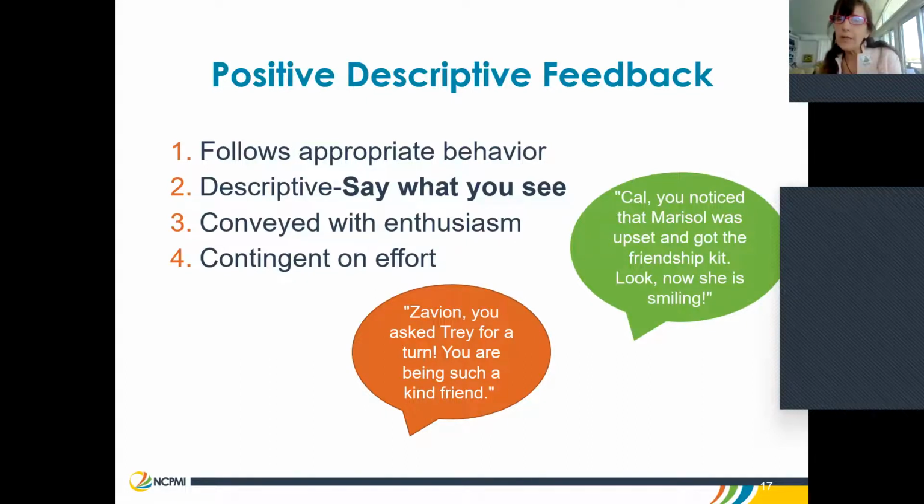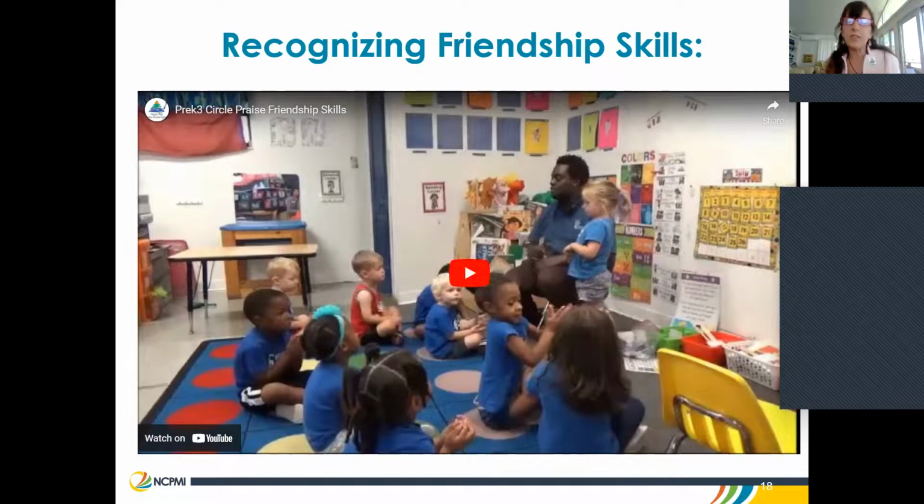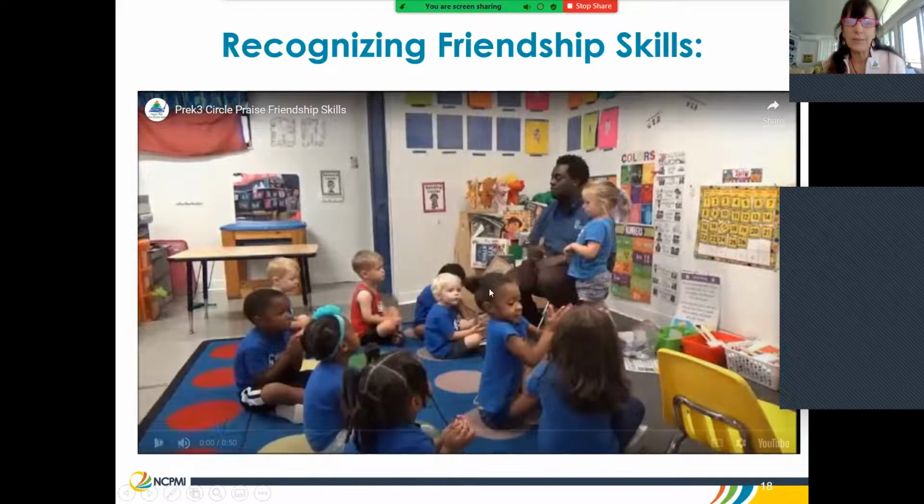Cal, you noticed that Marisol was upset and got the friendship kit. Look, now she's smiling. So you're recognizing what children are doing to foster friendship. So this is a teacher recognizing friendship skills in a pre-K circle time.